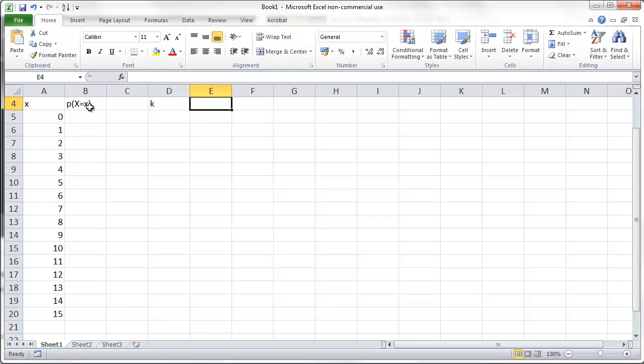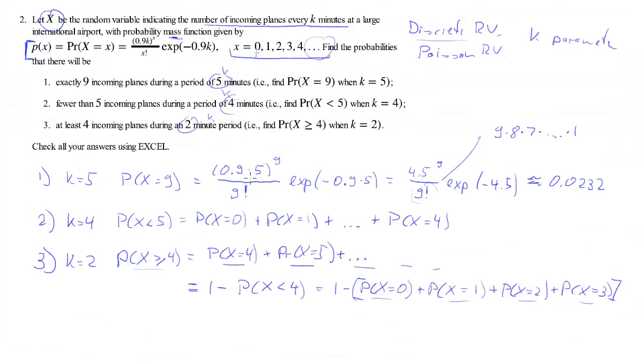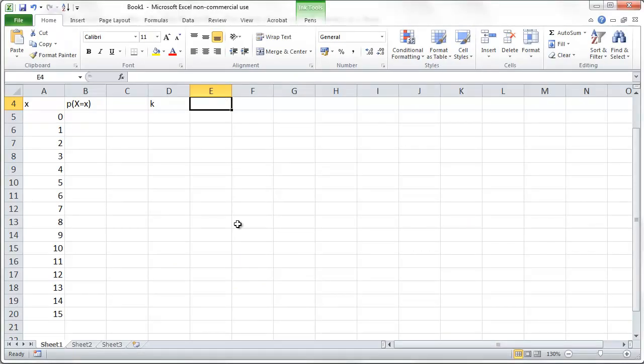And just to confirm that this works, we're going to repeat the first calculation where k was equal to 5 and x is equal to 9. So k, we'll just use a 5 here. Let's go to x equals 9. So what we needed now to implement is our probability mass function.